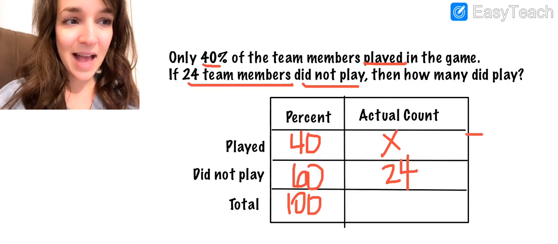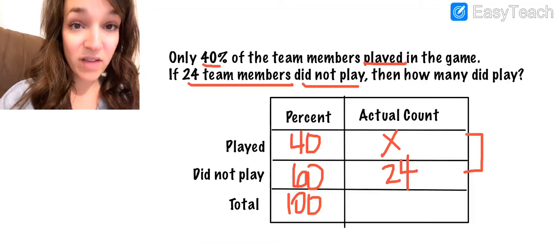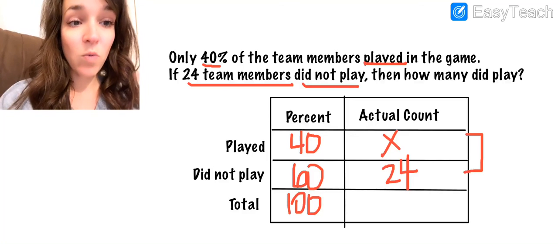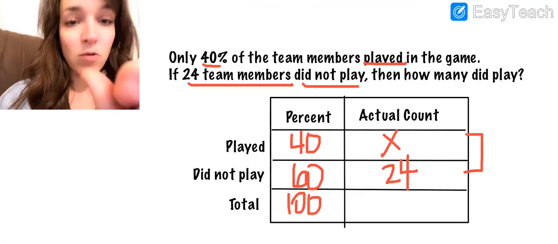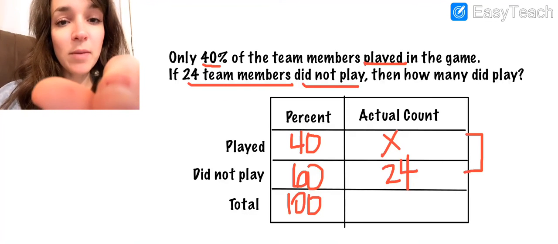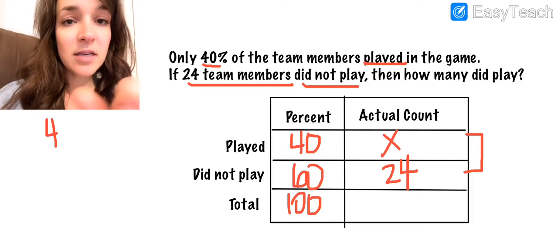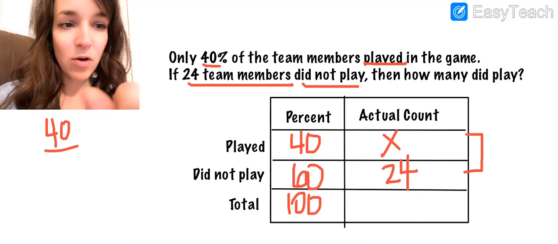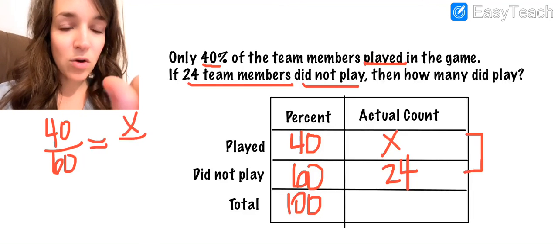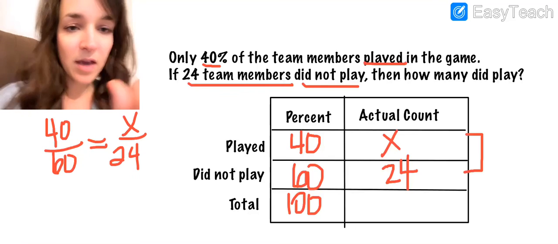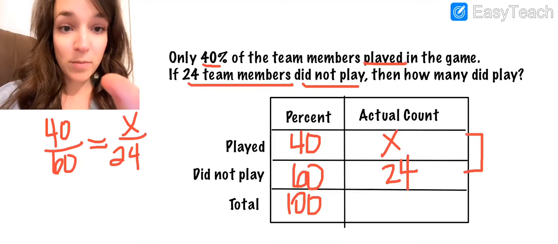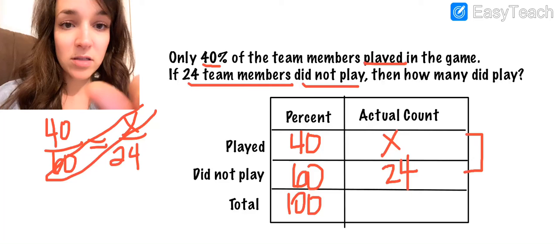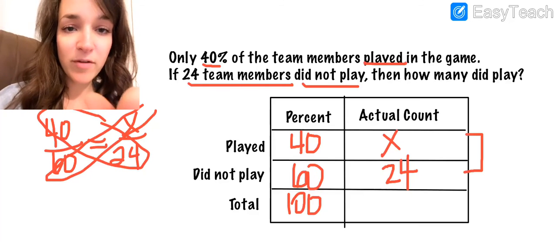So now I've got my row with everything that I know, which is my did not play row. I've got my row with the thing I don't know, which is my played row. So I'm going to take those two, and I'm actually going to bring them over here to set this up. Sorry, you guys can see my fingers really big. So 40 over 60 equals x over 24. Okay, so I want to get x by itself. So I'm going to cross multiply again. Cross multiply, butterfly, whatever you want to call it.